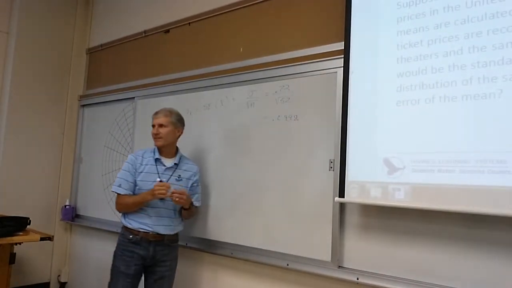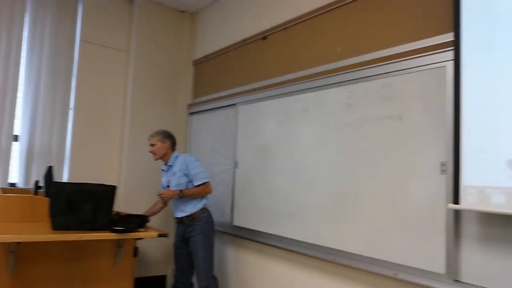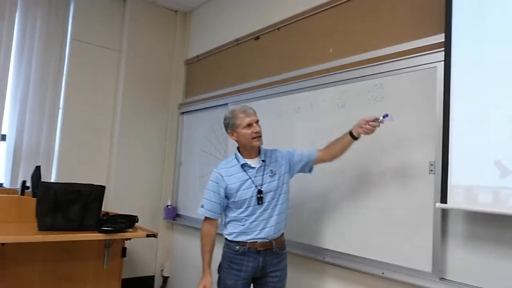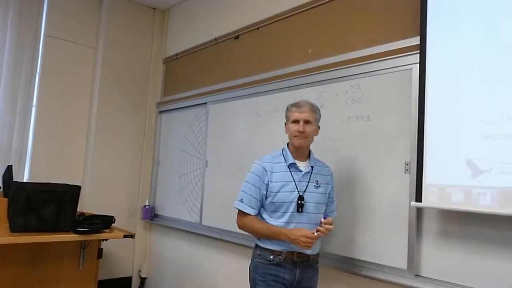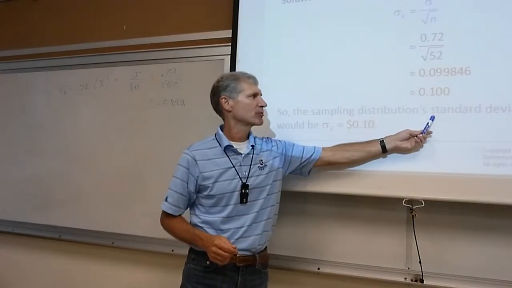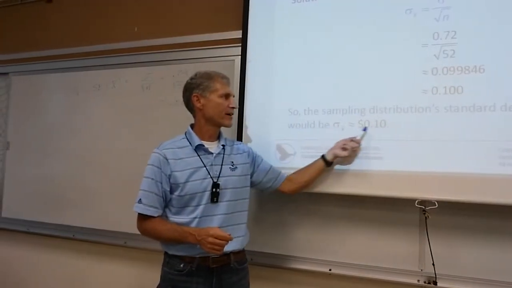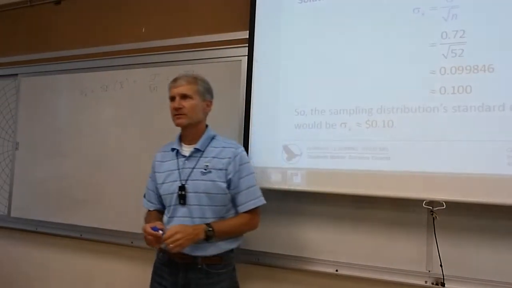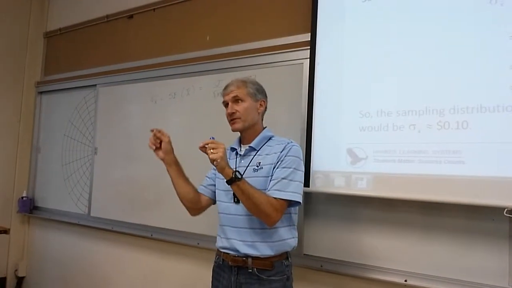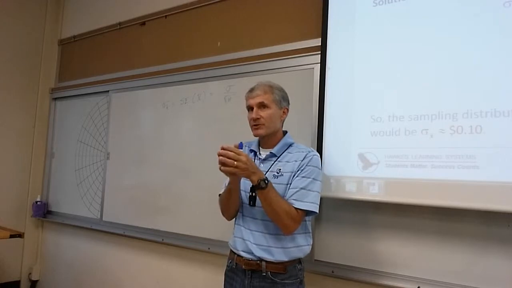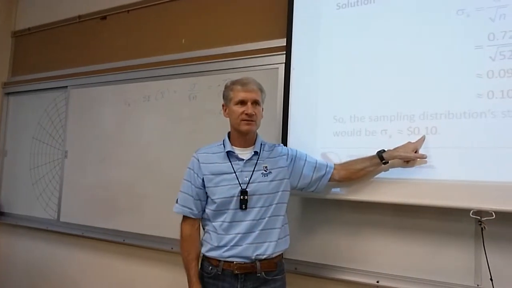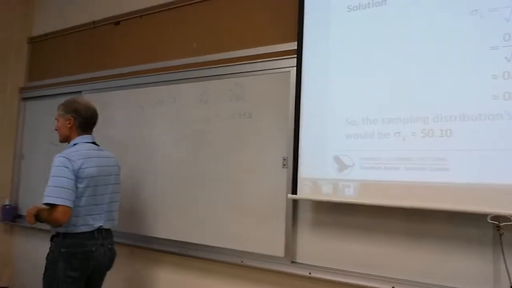0.0998. Yep. Like that? Okay. I think that's even on the next slide. Yep, there it is. 0.0998. Okay? So the sampling distribution would have a standard error of around 10 cents. So individual movie prices have variability of 72 cents, but samples of 52 theaters would have variability of only 10 cents.